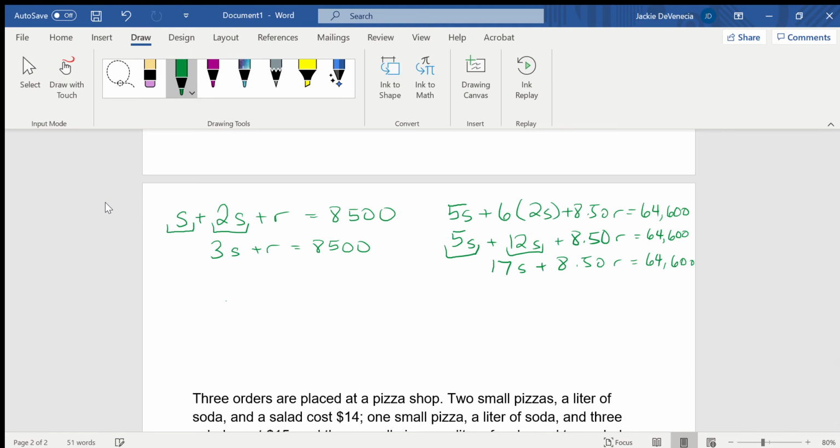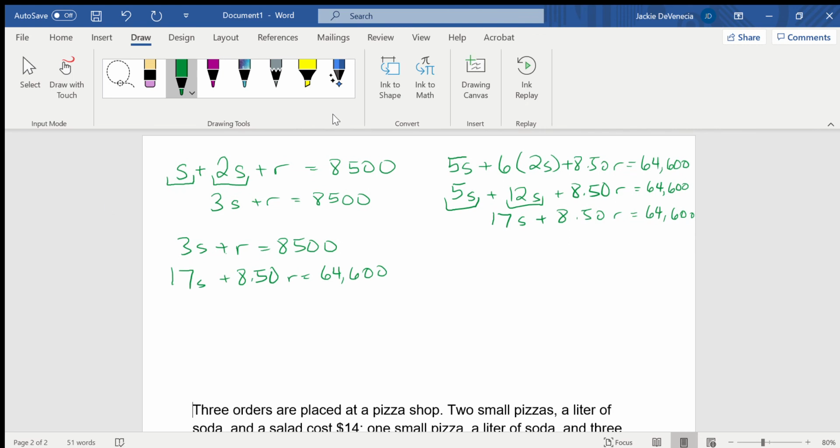So let's first put them underneath each other. So we have 3s plus r is equal to 8,500. And then we have 17s plus 850r is equal to 64,600. All right, so there's a couple of ways we can go ahead and tackle something like this. We can use elimination, or you can use substitution. A number of you said that you feel comfortable with substitution. So let's look at that.